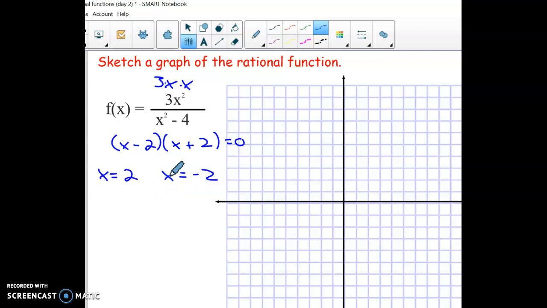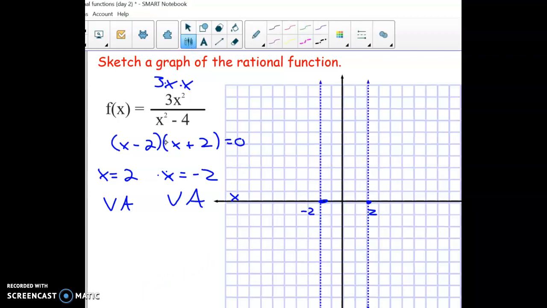All right, so those are the breaks on the x-axis here. And then I want to figure out, are they asymptotes or holes? So if I look, these x minus 2 and x plus 2 don't have a match up top. So these are both vertical asymptotes. So when I draw my graph, I'm going to go to 2 and -2 on the x-axis and draw in vertical asymptotes.